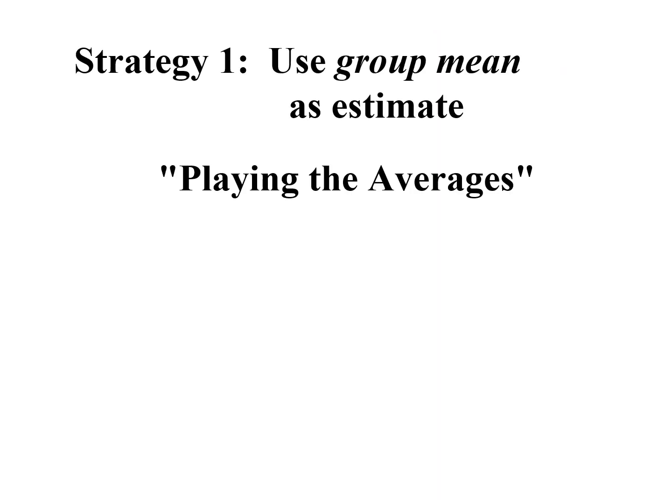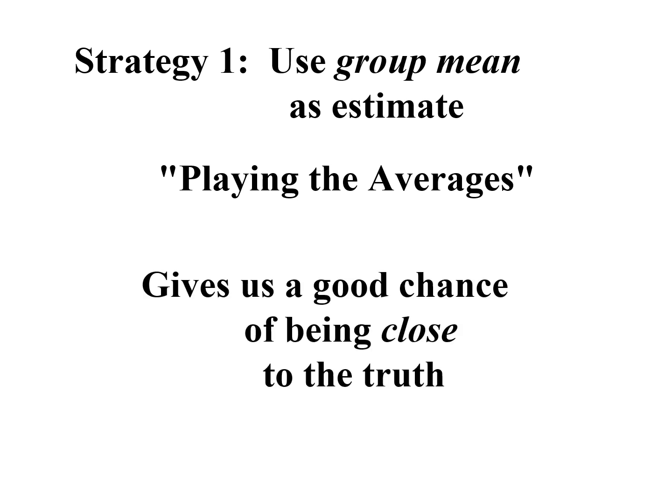So now you understand strategy 1 as recommended by statisticians. If you know the group mean and you don't have any other information, then you should guess that Waldo's weight is near the mean. This is why strategy 1 is sometimes called playing the averages. Playing the averages gives us a good chance at being close to the truth.